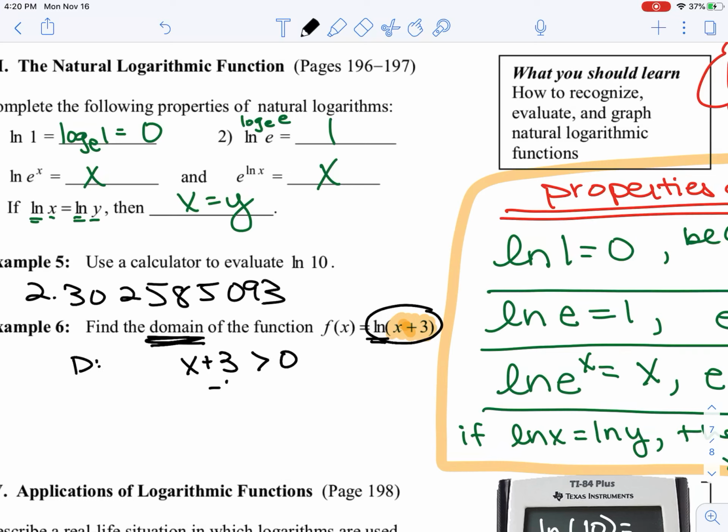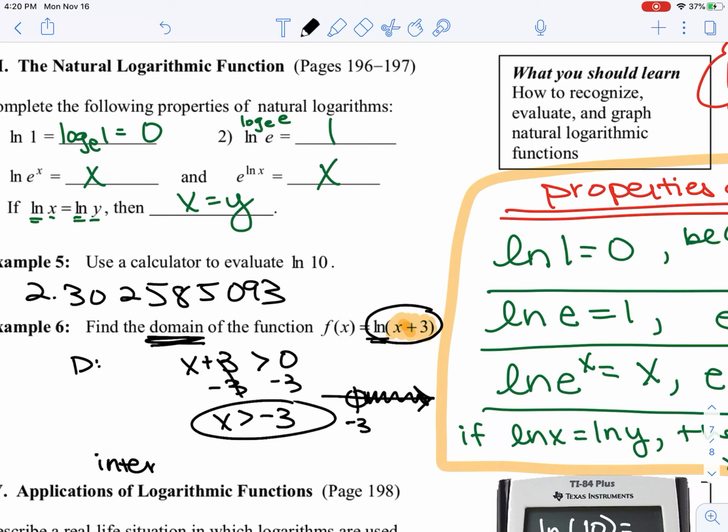So let's figure out what that value is. If I subtract over the 3, we get x is greater than negative 3. So if we put our domain on the x-axis, there's an open hole at negative 3, and it can be anything to the right of that. So in interval notation, we say starting at negative 3, not including negative 3, all the way to infinity. And that's our domain.